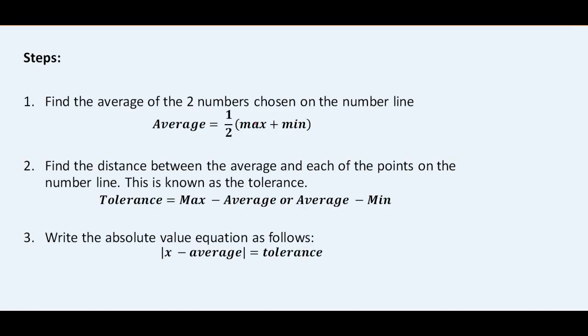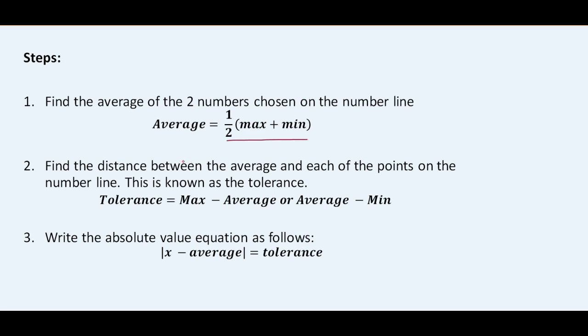So to create absolute value equations from a number line, the first thing we want to do is pick the points that have been selected on the number line, and we want to find the average. We'll find the average of the 2 points, which is the sum of the points divided by 2, which is represented by this formula.